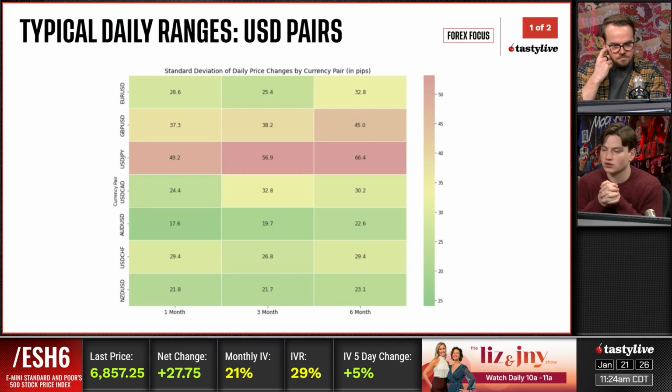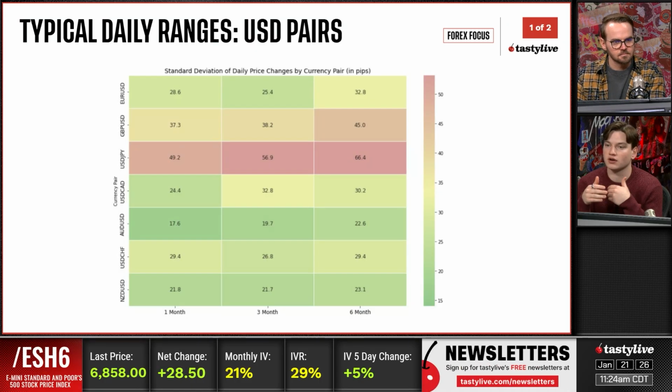And what this tells you is, in pips, how 68% of the time, give or take, how many pips a pair will move based on rolling daily closes. So not the absolute max or min of the day, but the actual closing prices. And we're seeing some interesting trends.